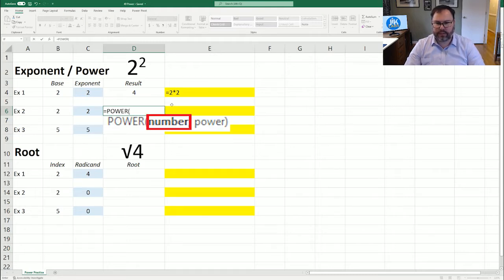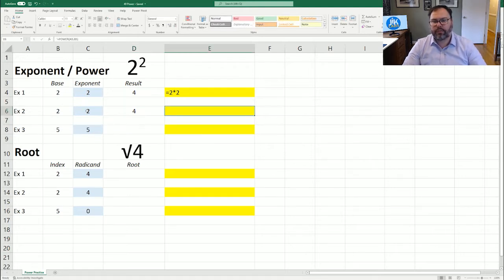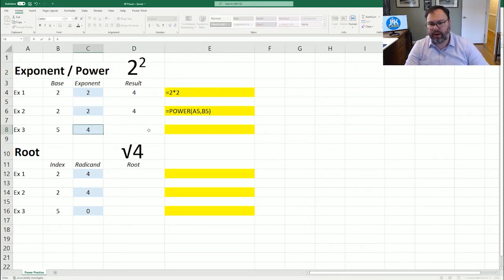Open those parentheses. First of all, we want to find the number, which is the base, in this case 2, comma, the exponent or the power we want to go to, which again is 2 on this one. Enter, and we'll see that number is the exact same number as in example 1, as it should be. Let's come down here, and everything's duplicated. Let's go 5 to the 4th.